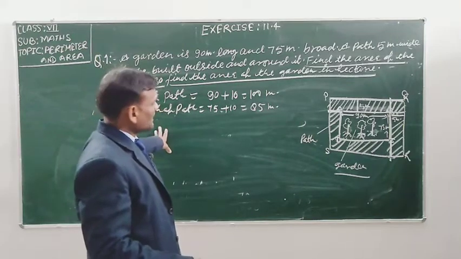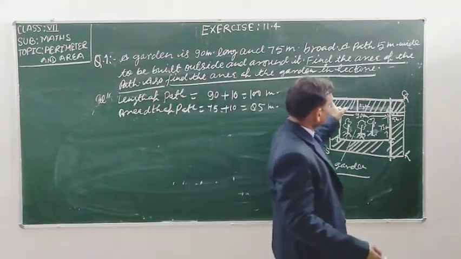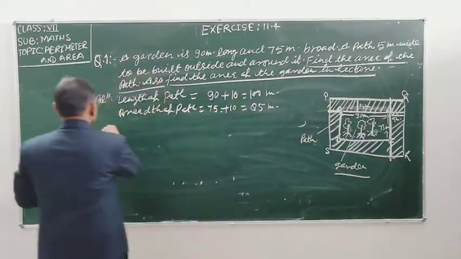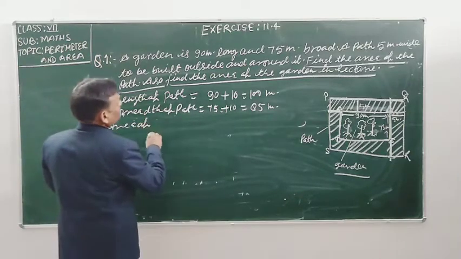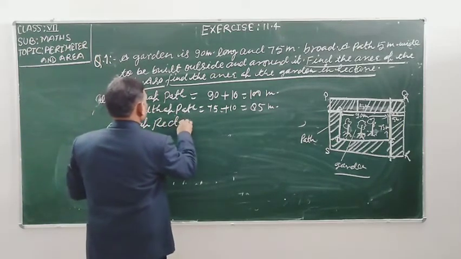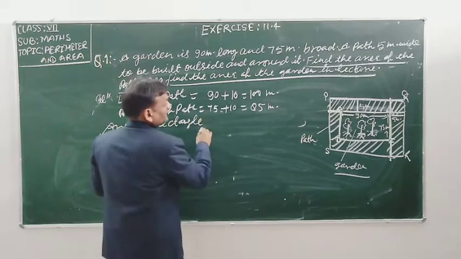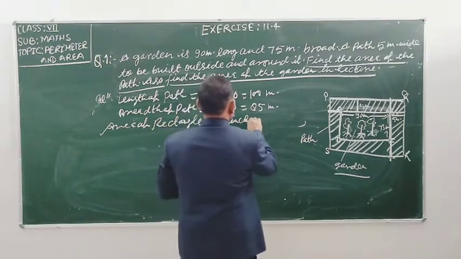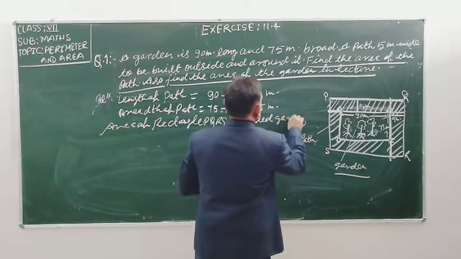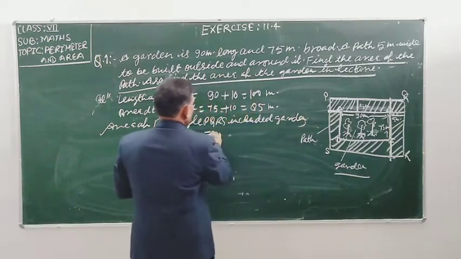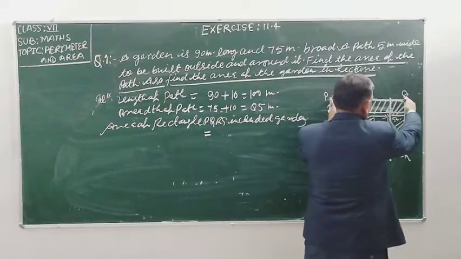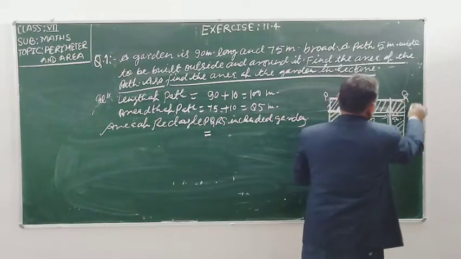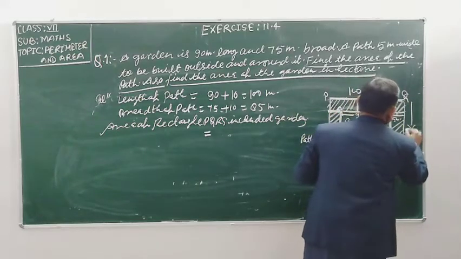Now student, after this we find the area of the rectangle PQRS, included garden. Area of rectangle PQRS, included garden. इस पूरे बड़े से रेक्टेंगल का एरिया क्या होगा, क्योंकि लेंथ हमें पता हो गया 100 मीटर एंड ब्रेथ हमें पता हो गया दैट इज 85 मीटर.